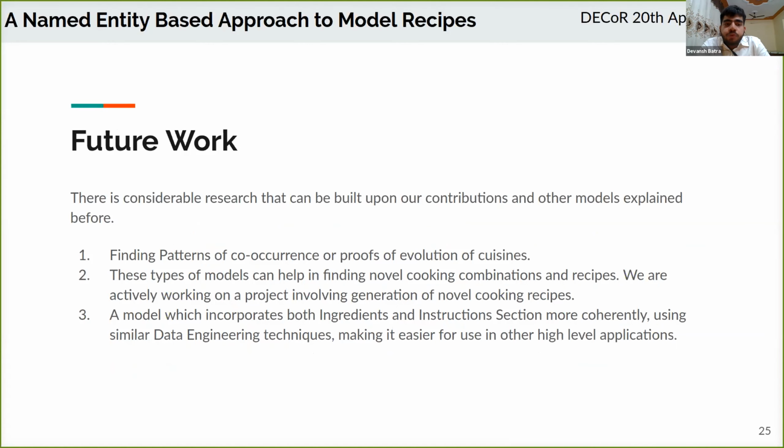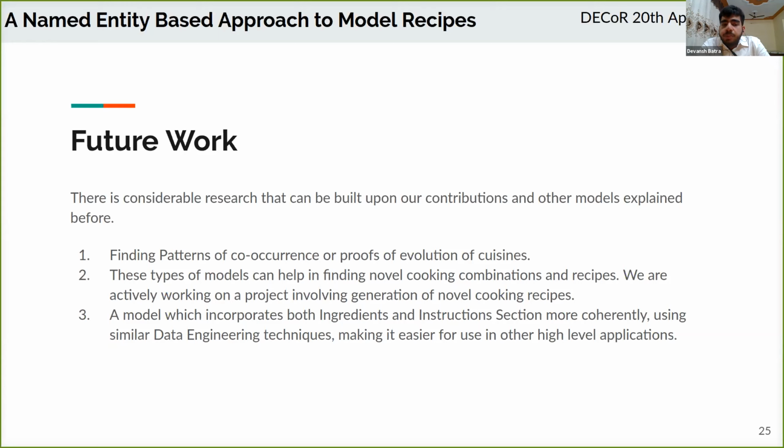So there is scope for future work in this approach, and we list out some of the things that could be tried out by fellow researchers, like finding patterns of co-occurrence or proofs of evolution of cuisines. My friends Utkarsh, Tript, and Jushan have actually tried this, and this would be available in the next session. They use the model reference explained here. Also, these models can be helpful in finding novel cooking combinations and novel recipes which are not known yet.